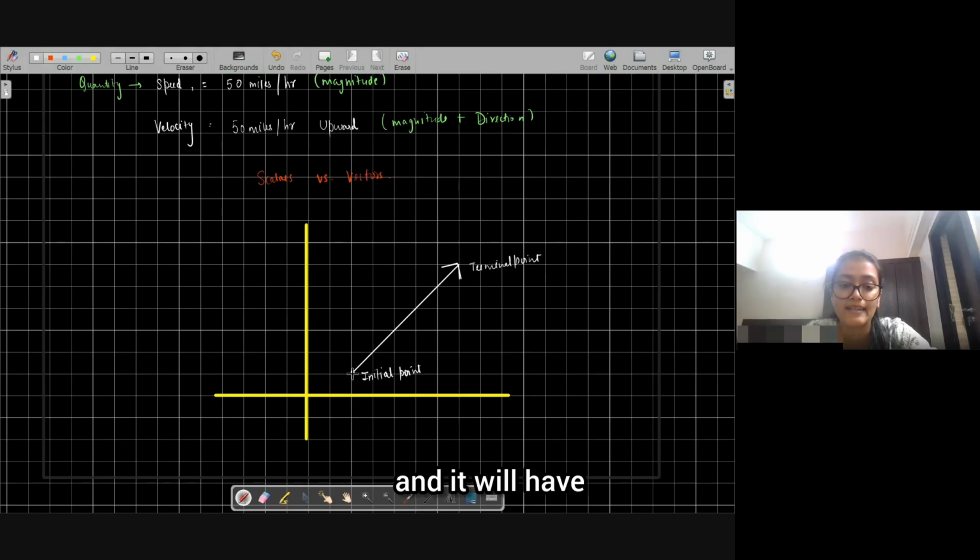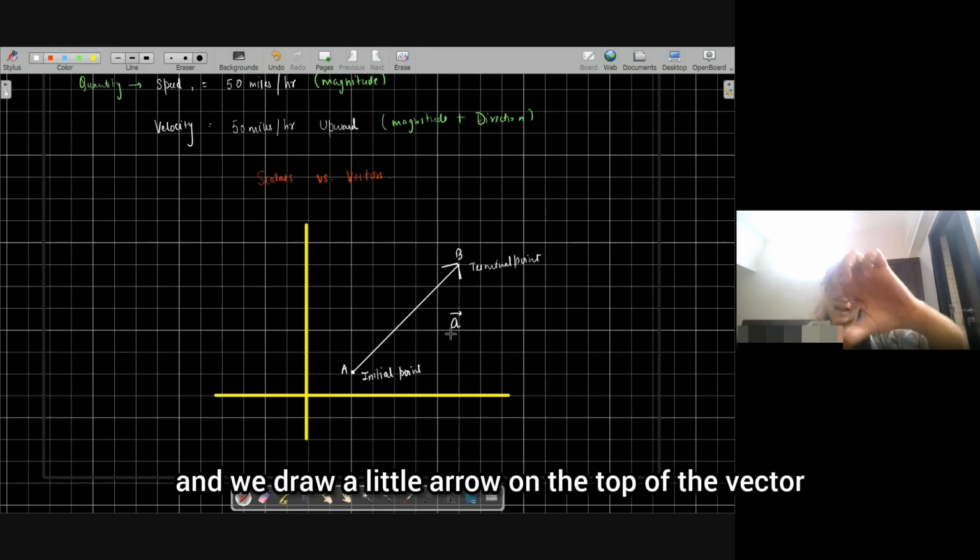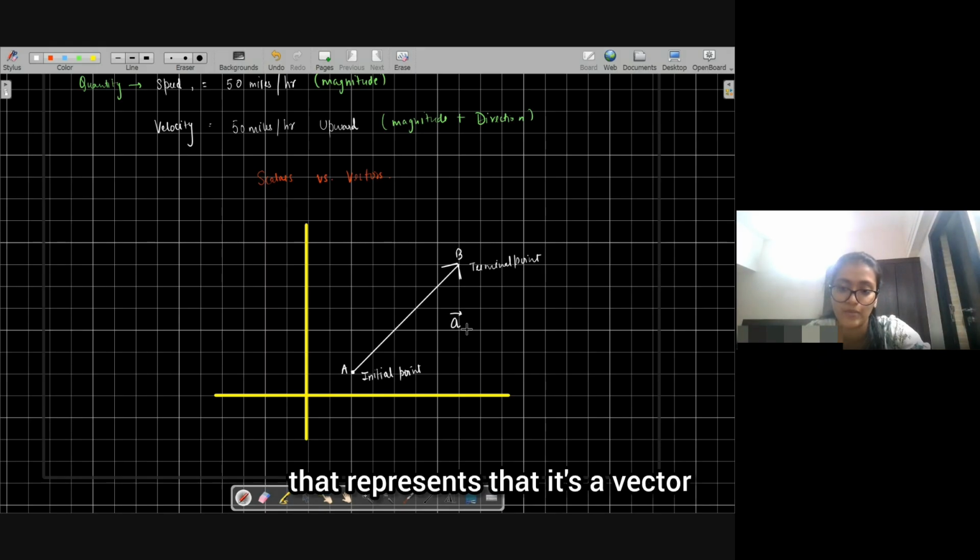Let's say this is A, this is B. So this vector has a name. You can give it any name. Let's call it A. And if you draw a little arrow on the top of the vector, that represents that it's a vector.